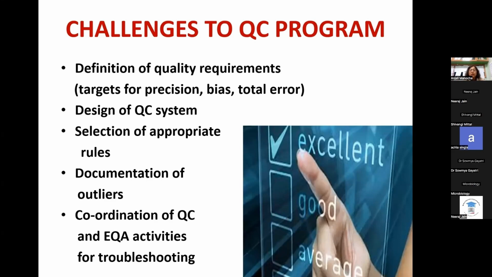How do we document the outliers? And how do we coordinate our IQC and the EQA activities? Because if we are doing our internal quality control, after a month, we are going to get a report for external quality assurance. How do we connect the two? How do we coordinate for troubleshooting what is happening to both? So these are the most common challenges that we normally face in the lab.